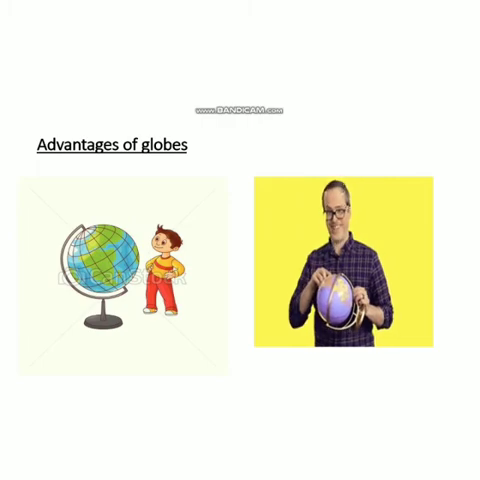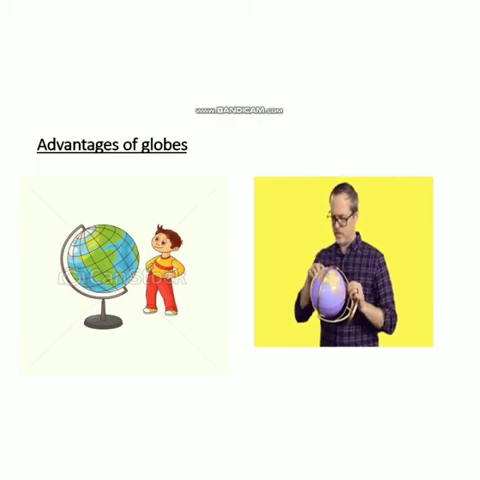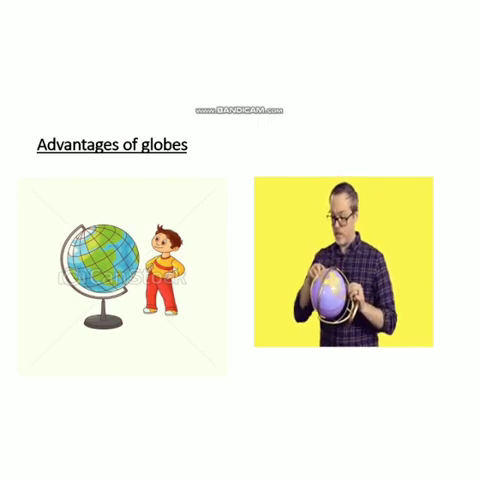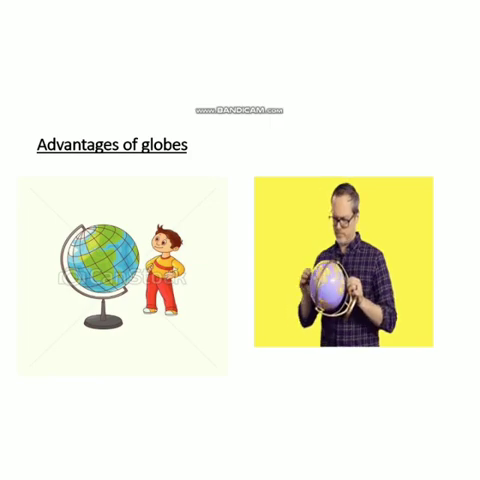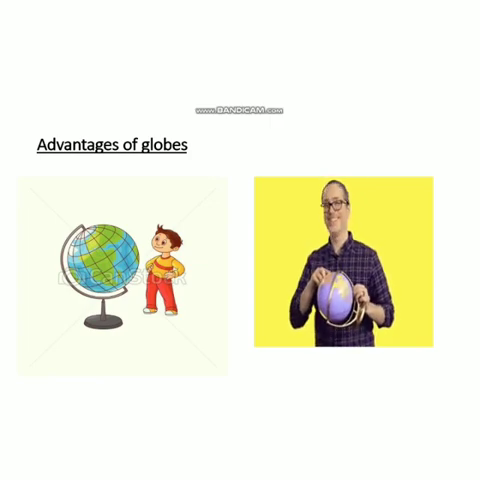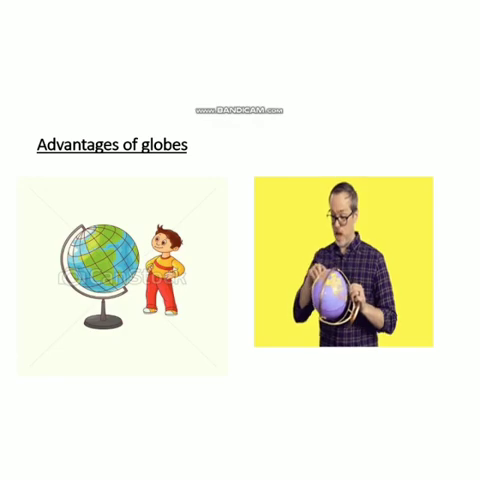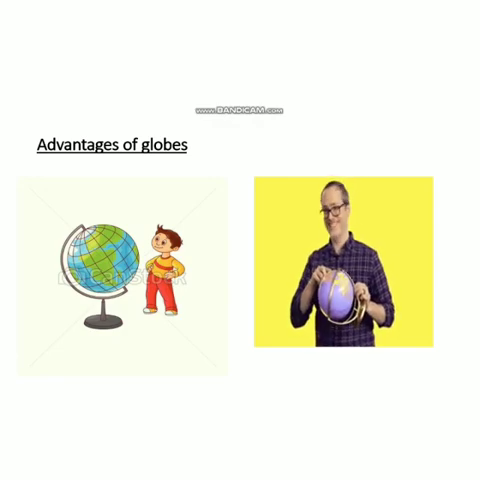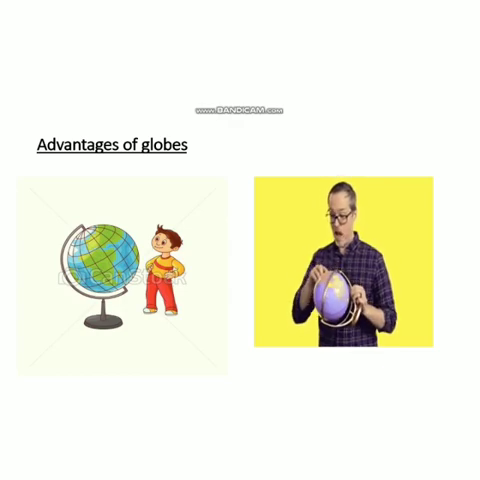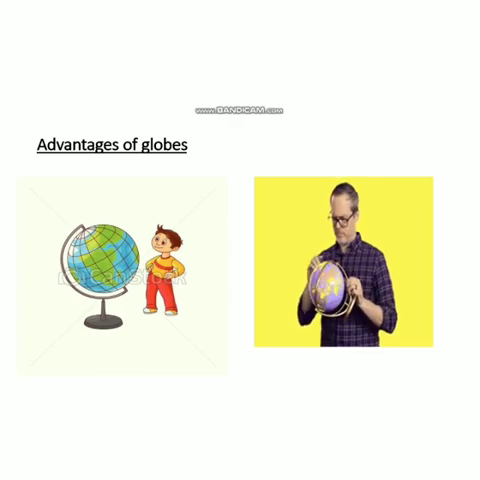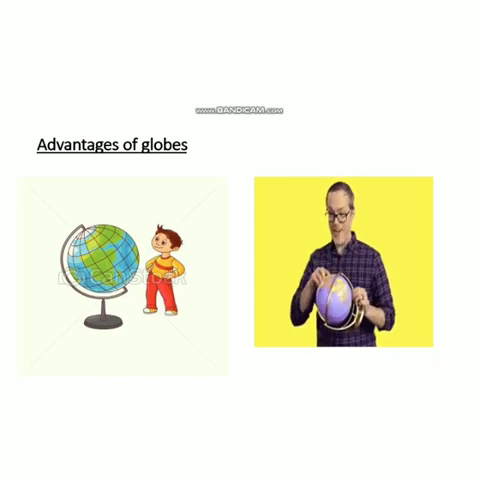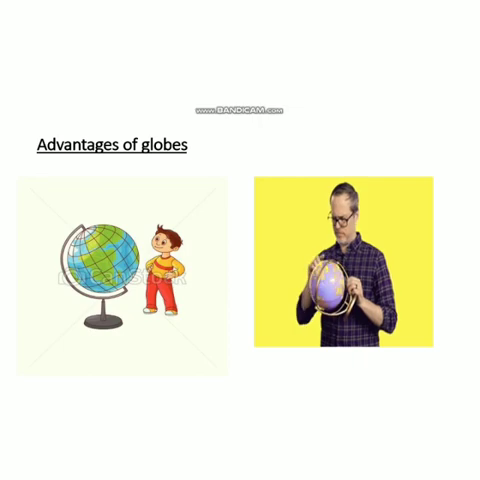Advantages of globes. It is the most accurate three-dimensional representation of the earth. A globe shows the distribution of continents and oceans accurately. Lines of latitude and longitude are marked on a globe. Students, here you can see that on the globe some horizontal and vertical lines are given. Well, the horizontal lines are called latitudes and the vertical lines are called longitudes. Students, these horizontal and vertical lines are imaginary lines.